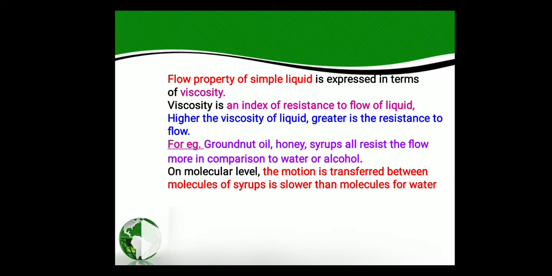So the flow property of simple liquid is expressed in terms of viscosity. Viscosity is the measurement tool of flow property of simple liquids. So the definition of viscosity is: it is an index of resistance to flow of liquids. It means the higher the viscosity of a liquid, the greater is the resistance to flow. For example, groundnut oil, honey, syrup all have more resistance than water or alcohol.